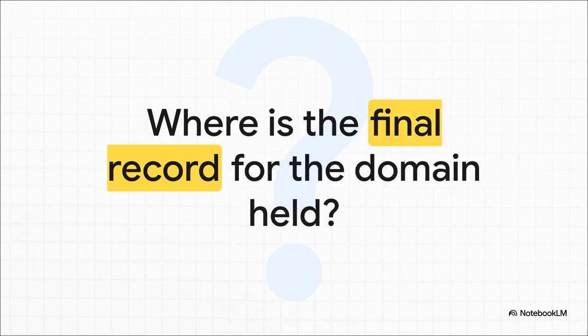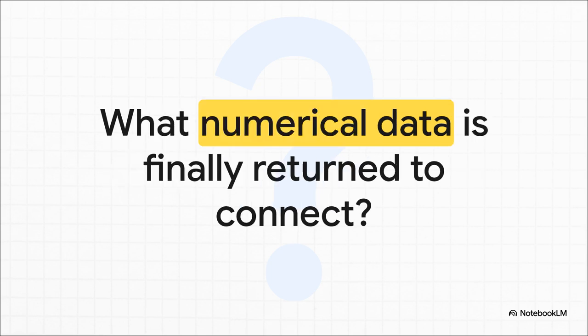Question 4. We are almost there. We've bypassed the top level and the extension level. What is the name of the final server in the hierarchy, the one that holds the definitive, official answer for that specific domain name? And question 5, bringing it all home. After traversing this entire complex server chain, what exact numerical piece of data is finally returned to the browser so it can actually connect to the website? Ultimately, what's the goal of this whole process?